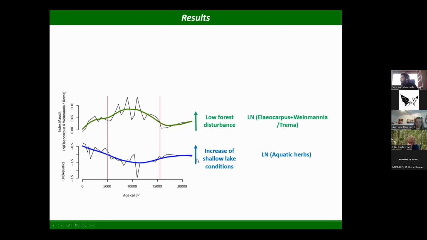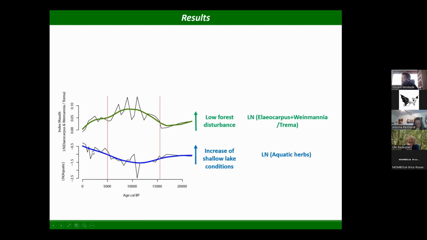And I also compare this ratio with the ratio of aquatic herbs that we can see in blue here. When you have a high value of this index of aquatic plants, this shows an increase of shallow lake condition, and when it's decreasing, you have a less shallow lake condition, so probably a deeper lake, and again after 5,000 an increase again of shallow lake condition.